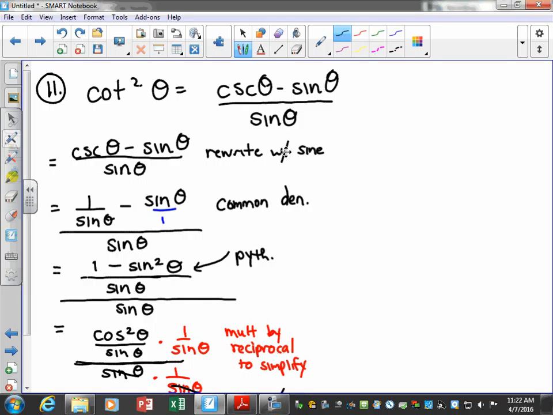So I use this example to show you that we do have the option of working with the right side and making it match the left side. It just depends on which one you feel is the easier approach. I like to work with the more complicated side more times than not.